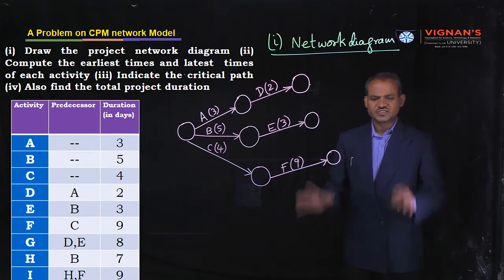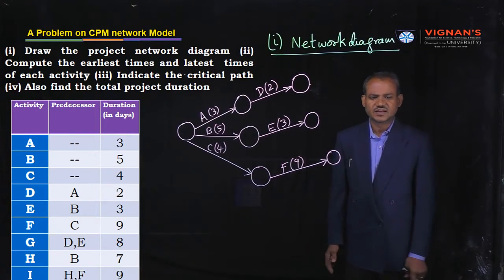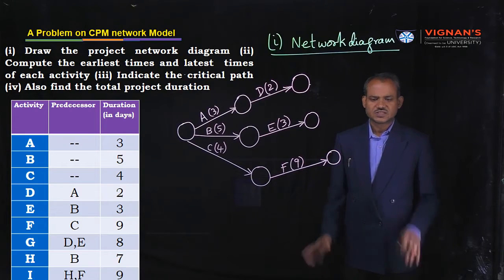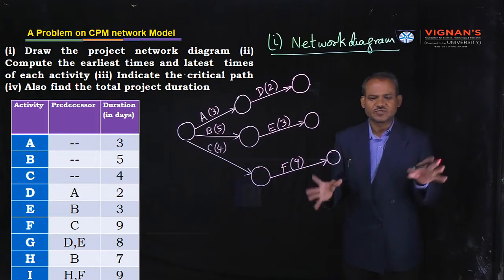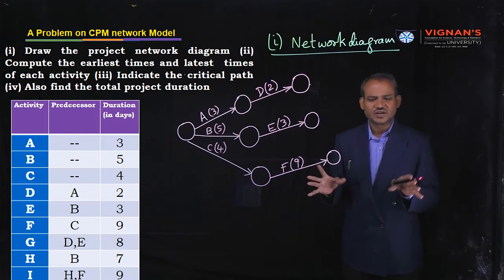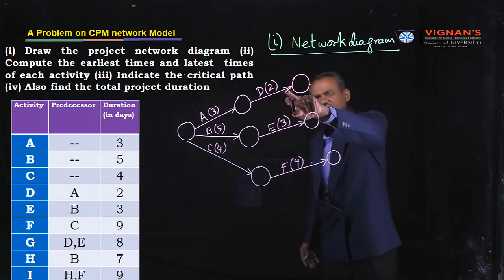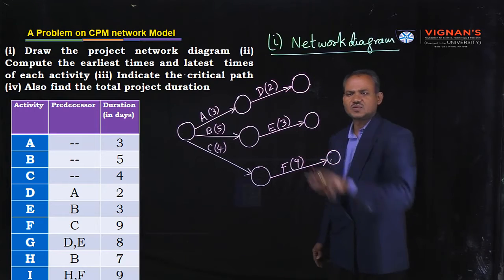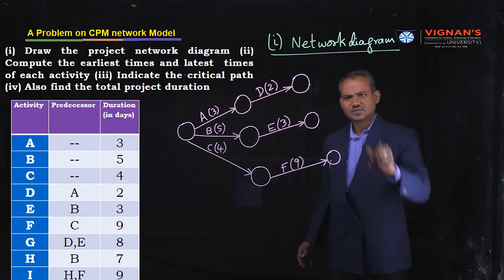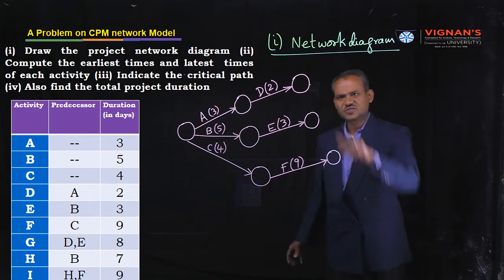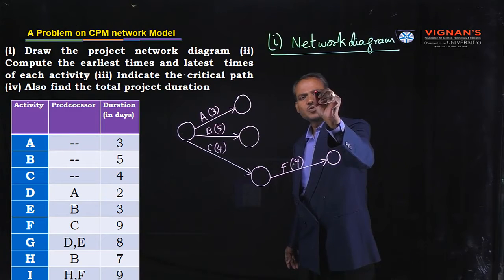Okay. So consider the next activity, that is G. G activity can be started after immediate completion of D and E. Where is D? This is D. Where is E? This is E. So remove these two nodes. Draw one node.